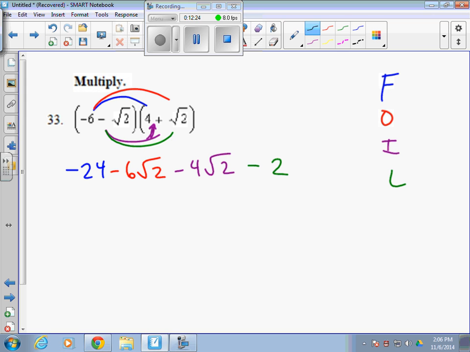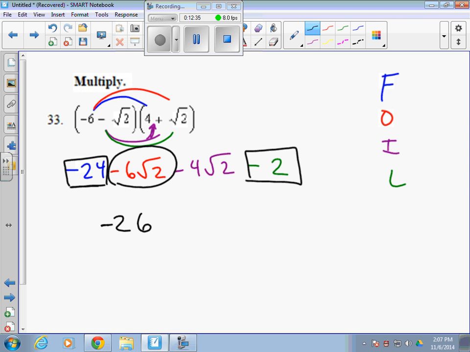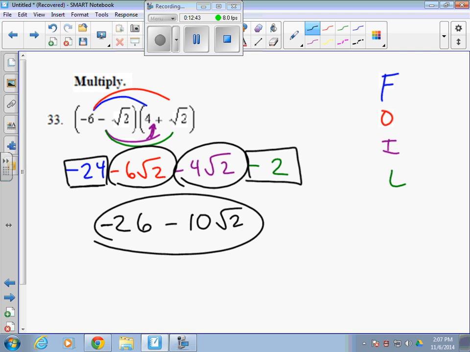So at this point, all you have to do is combine your like terms. Negative 24 and negative 2 is negative 26. Negative 6 square root of 2 and negative 4 square root of 2, we can put those two together too. Negative 6 minus 4 is negative 10 square root of 2. And that's all you can do with number 33.